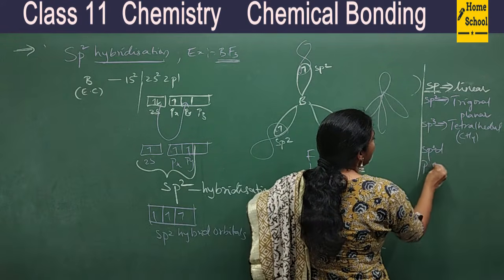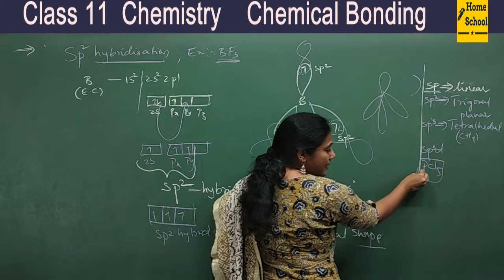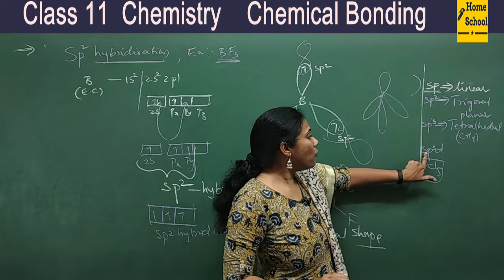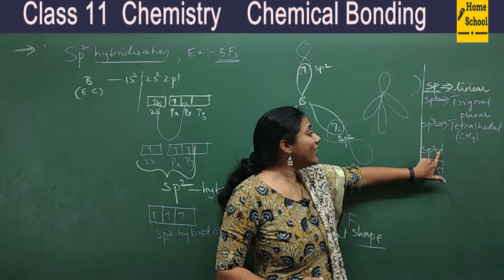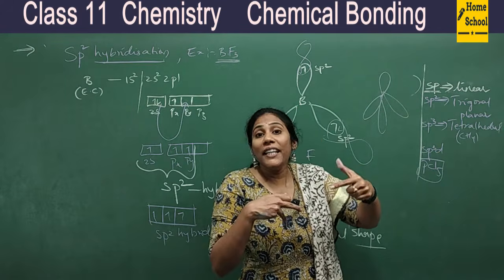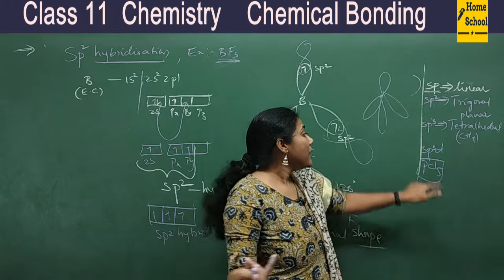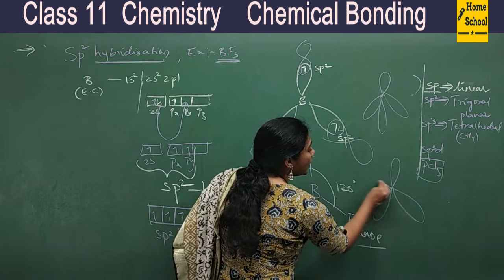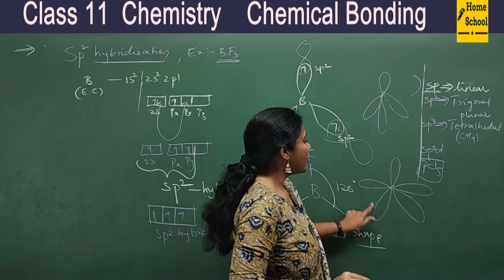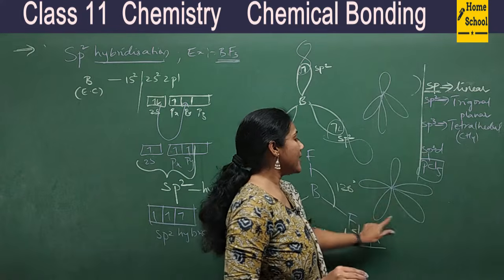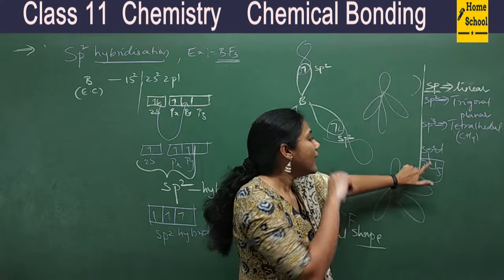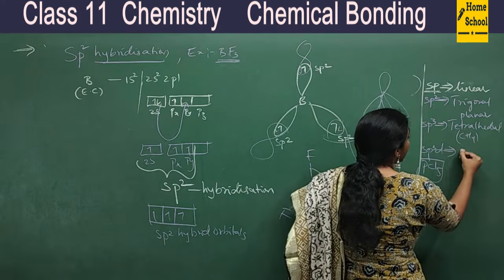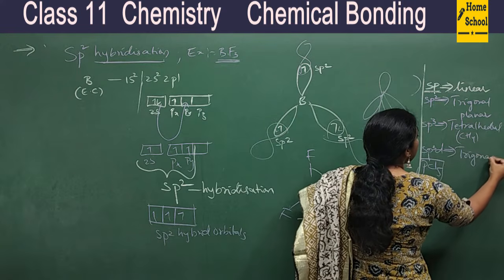Like that, you can try for sp3d, you know, PCl5. Phosphorus is the central atom. It must be able to provide 5 orbitals with single electron. So 1 s orbital, 3 p orbitals and 1 d orbital intermix, and you get 5 new orbitals with single electron. Whenever 5 orbitals are there, what way do they get arranged? Trigonal bipyramidal. Okay, so this is how the 5 hybrid orbitals get arranged. So whichever molecule has undergone sp3d hybridization, what shape will it have? Trigonal bipyramidal.